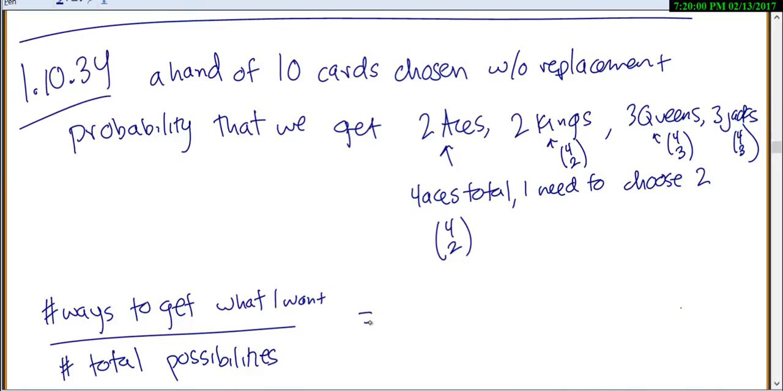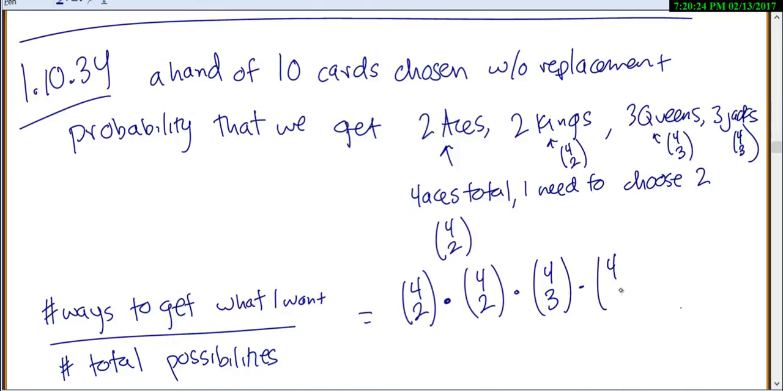Okay. So I need to get 2 aces. And there's 4 aces total, and I need to choose 2 of them. I don't really care which 2 I choose, or what order, I just need 2 of them. And then I would multiply that, because I also need to get 2 kings, and there's 4 of them available. And then I need 3 queens, and there were 4 of them. And there were 4 jacks, and I need 3 of them. Now again, I'm doing combinations because it's all without replacement. Okay, I don't put them back. I don't have another chance to draw again. And I really don't care about the order. Okay, so the order does not matter here.